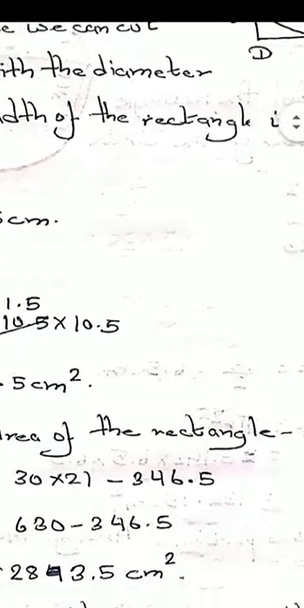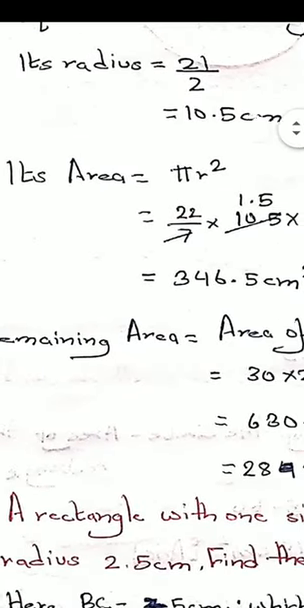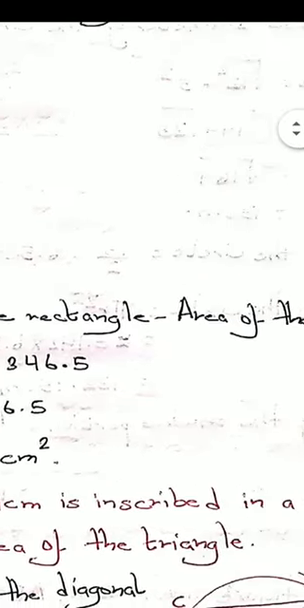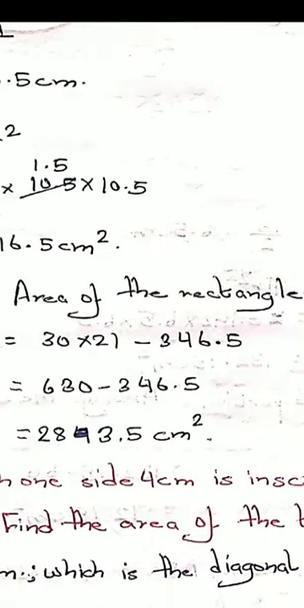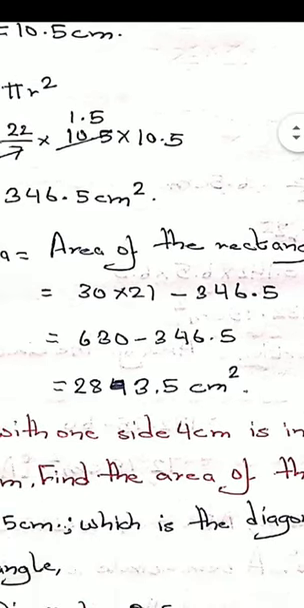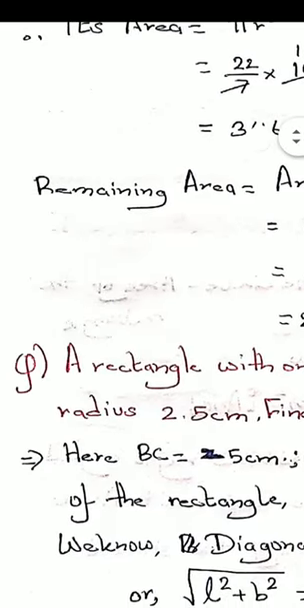So the question has also asked us to find the remaining area. So remaining area would be, just take the area of the rectangle and from there remove the area of the circle. So that's what we are trying to do. So I'll write remaining area equals area of the rectangle minus area of the circle, which will turn out to be 30 into 21, because length into breadth, minus 346.5. So which turns out to be 630 minus 346.5, that is 283.5 centimeters square. Yes. So let us go ahead with the next problem.